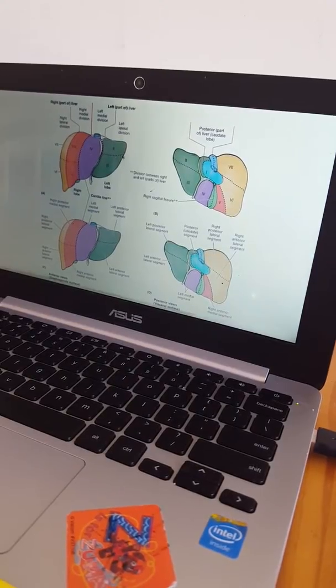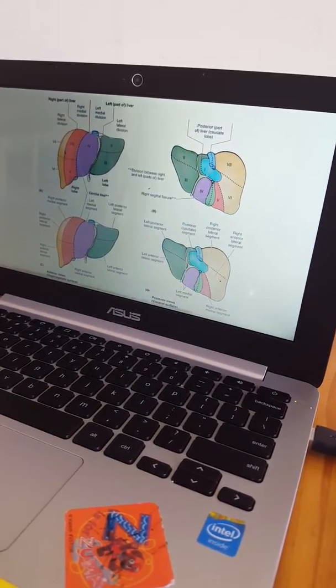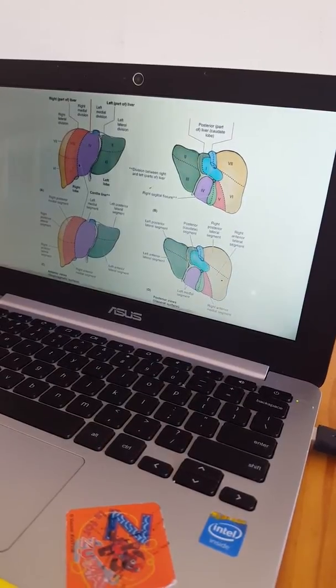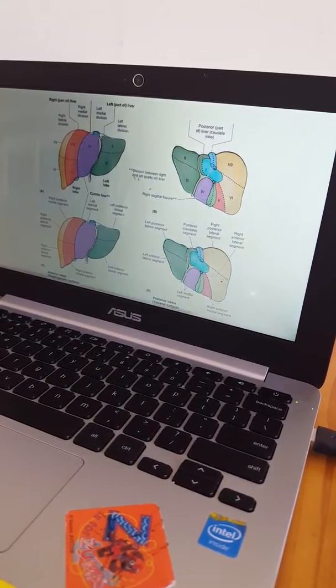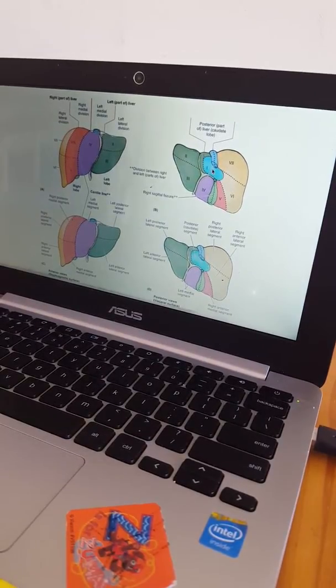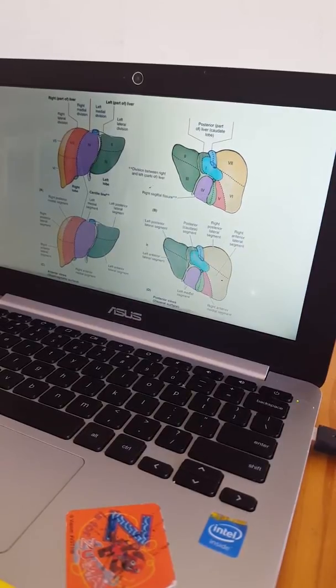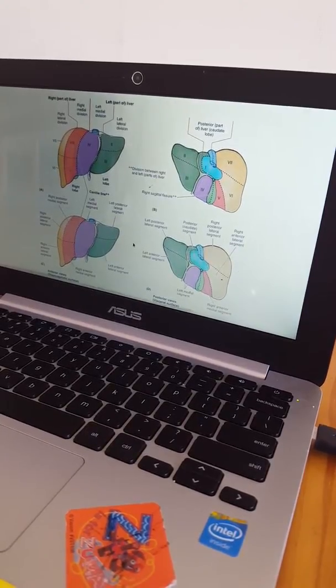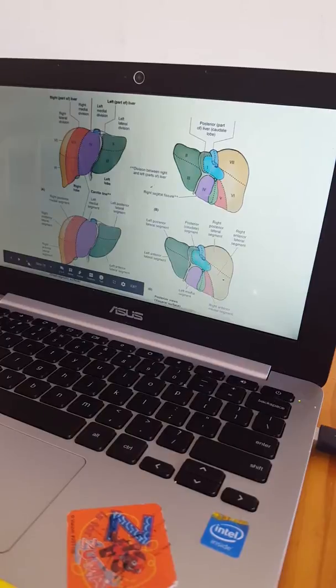So if you can visualize the formation of the segments, basically they named it for the blood supply or the surgical purpose. And segment one is behind the liver, so you can't see it from the anterior side. So yes, next slide.